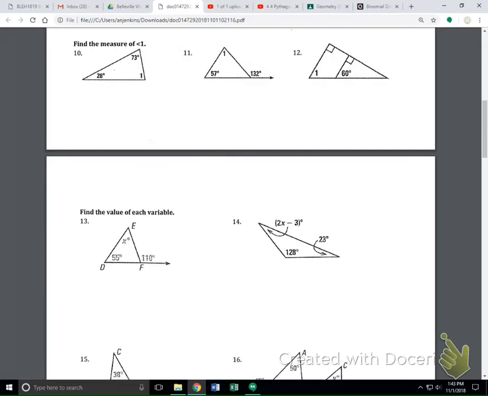So now we want to find the missing angle. The missing angle in each of these is angle 1. So how do we find the missing angle, angle 1? Can someone raise their hand to tell me? Yes, sir. 180 take away 73, and take away 28. Yep, 180 minus 73 minus 28. And what value did you get?